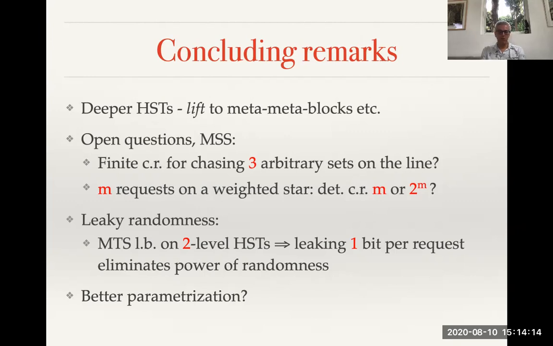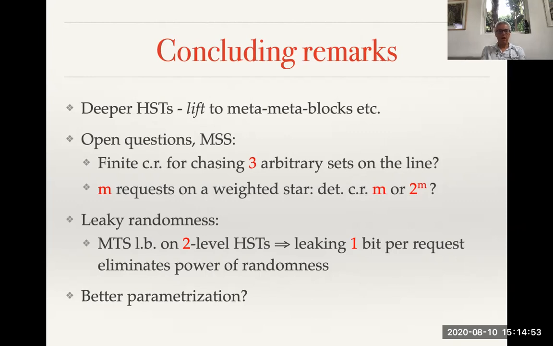Another comment that I mentioned earlier is about leaky randomness. The lower bound on 2-level HSTs for metrical task system that I showed uses only 2 requests. And there's a lower bound there on randomized algorithms that I didn't show. And this implies that leaking just 1 bit of information, so telling the adversary which of the 2 requests it needs to use at every step, eliminates completely the power of randomness in that particular setting.